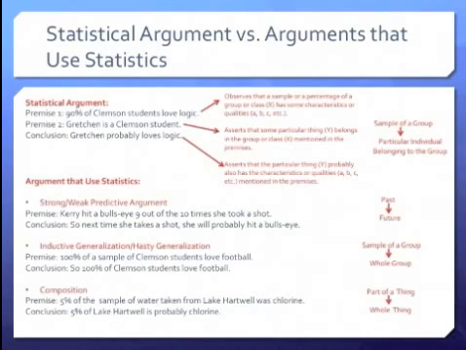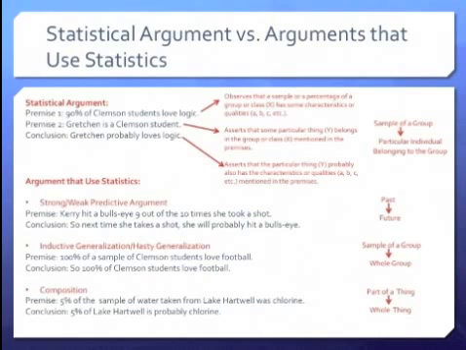The second argument has the form of an inductive generalization. The argument states as its premise 100% of a sample of Clemson students love football. The conclusion asserts so 100% of Clemson students love football. Note that this argument uses a statistic in its premises as well. So the strength of this argument will also depend on the evaluation of the statistic in question. However, again, the argument is not a statistical argument. For the argument to be a statistical argument, the argument must also have the form of a statistical argument, which it does not. This argument argues from an observation about a sample of a group or a population to a conclusion about the entire group or population as a whole.